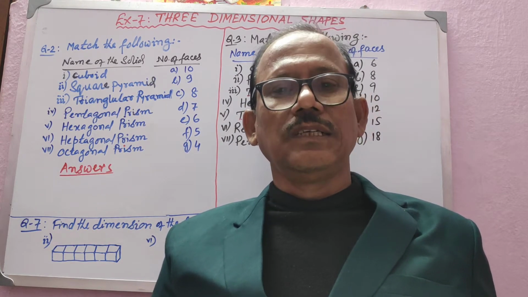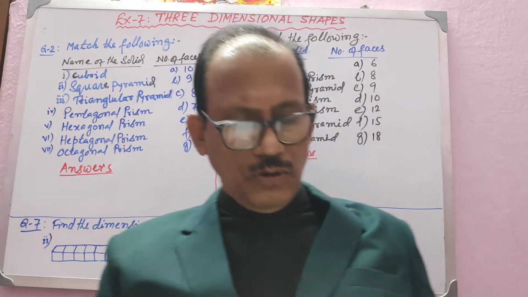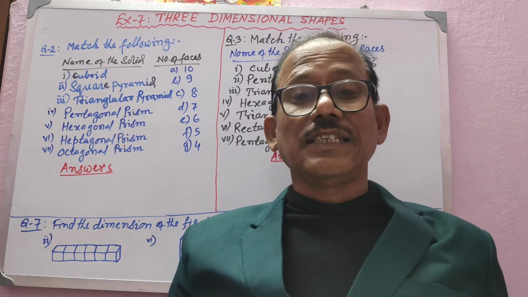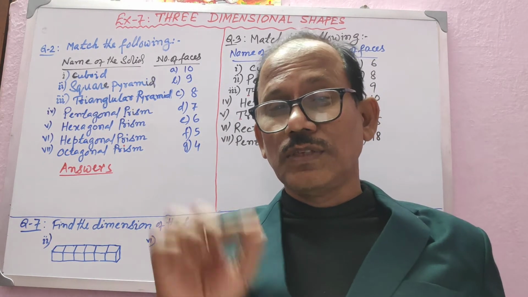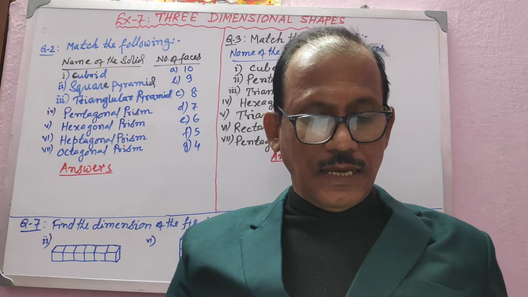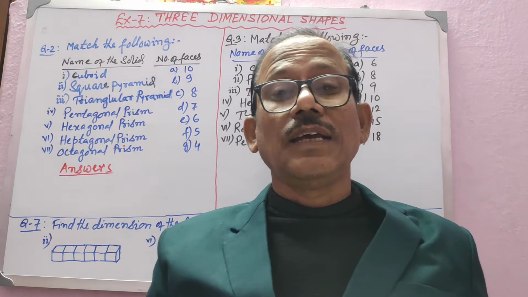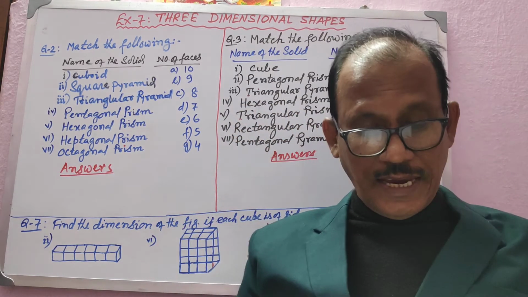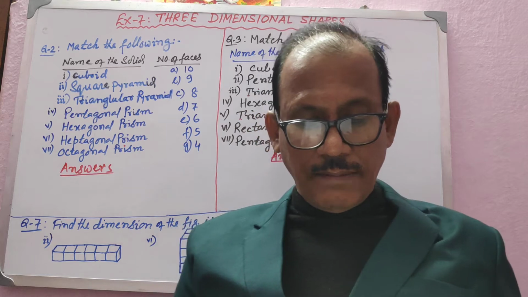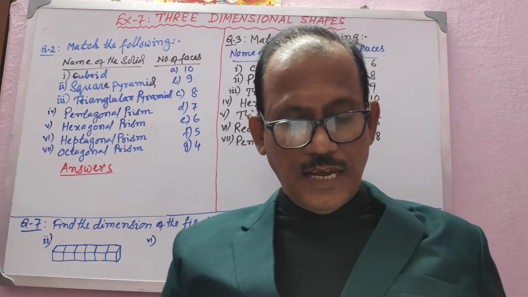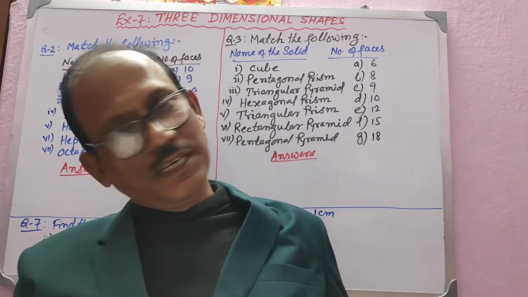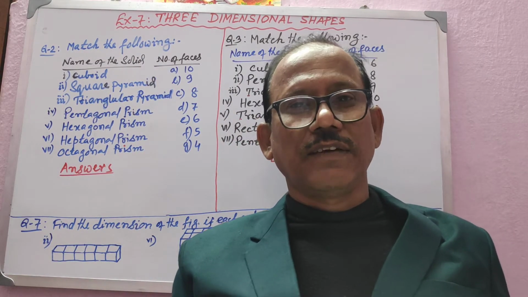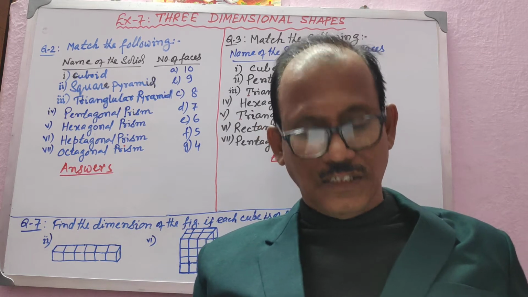A hexagonal prism has 8 edges? Hexagonal means 6 edges. It has 6 edges at the bottom, 6 edges at the top, and then another 6 will be the side face edges. So 18, 6 threes are 18 edges. Now, a heptagonal prism has 16 vertices? No, a heptagonal prism will have 14 vertices. You just count. See, a heptagonal prism means 7 plus 7, 14 vertices it will have.